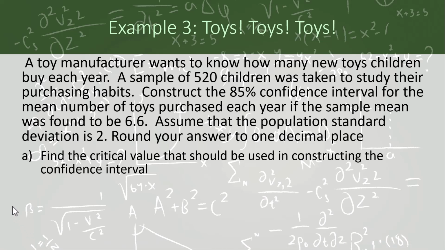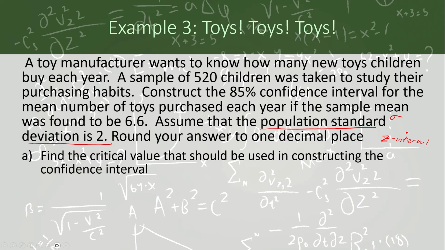Now notice here, in this particular case, this sentence actually says that the population standard deviation is 2, which means we know what sigma is. Since we know what sigma is, this is going to be a z interval problem. Not a t interval, but a z interval.